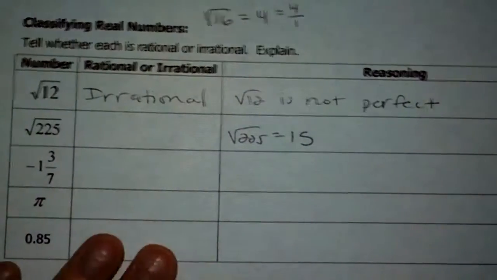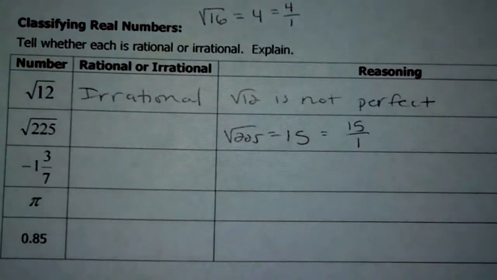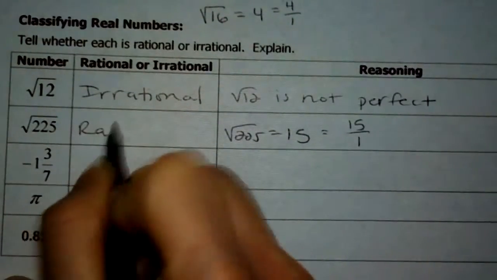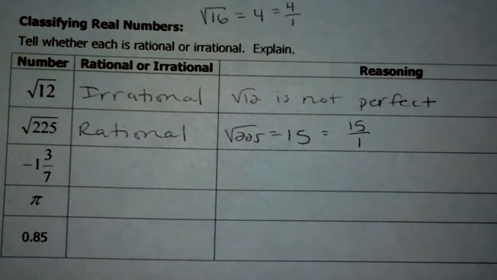And can I write 15 as a ratio of two integers? You betcha. It would be 15 over 1. So that means that this would be rational. So you're not just looking for the square root sign. You are actually looking to see what is the actual square root. Because if the square root is perfect, it gets to be rational. If it's not perfect, it doesn't get to be rational.